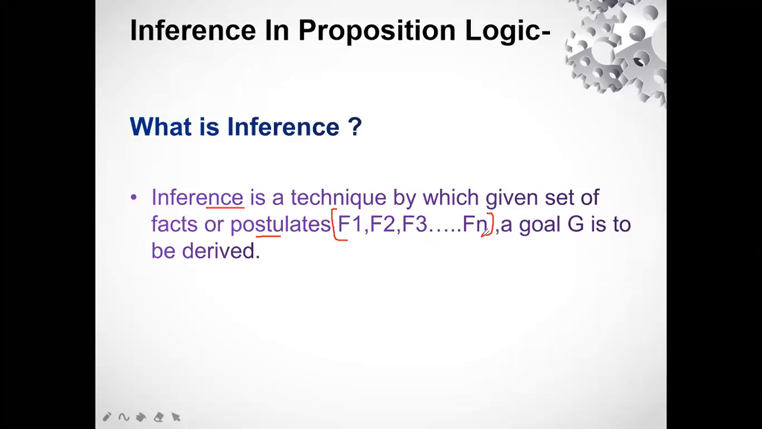It can be any number. There can be two facts, there can be three facts, or n number of facts. And what are we going to derive from these particular facts? We are going to derive a goal that is called g. So in inference we have a number of facts which are termed facts or postulates, also called premises, and we get a solution which can be called a goal.